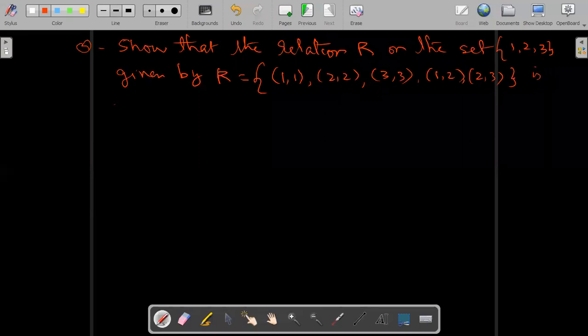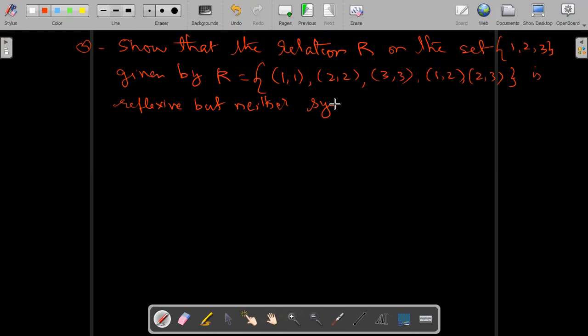It is reflexive, but neither symmetric nor transitive.